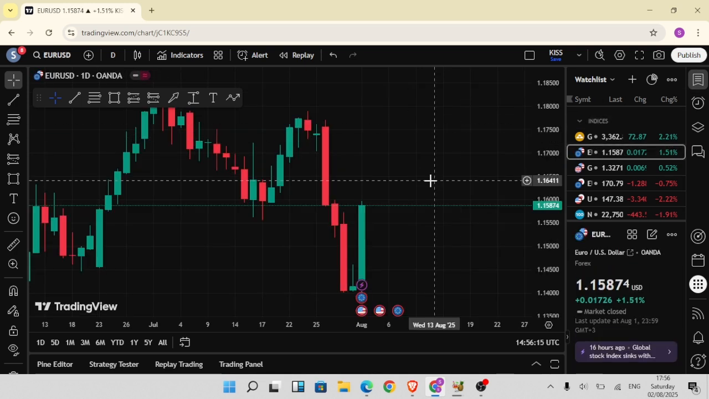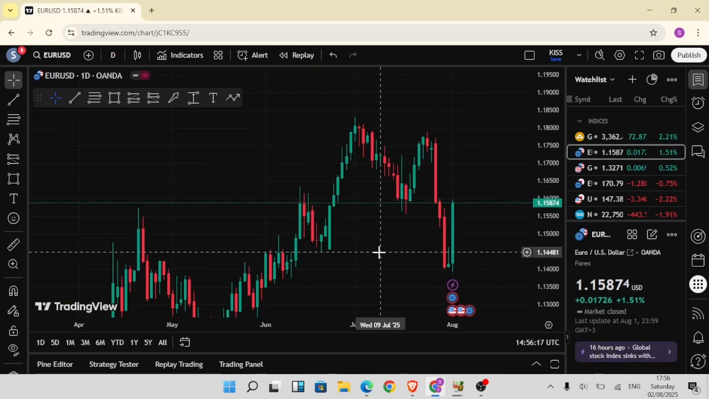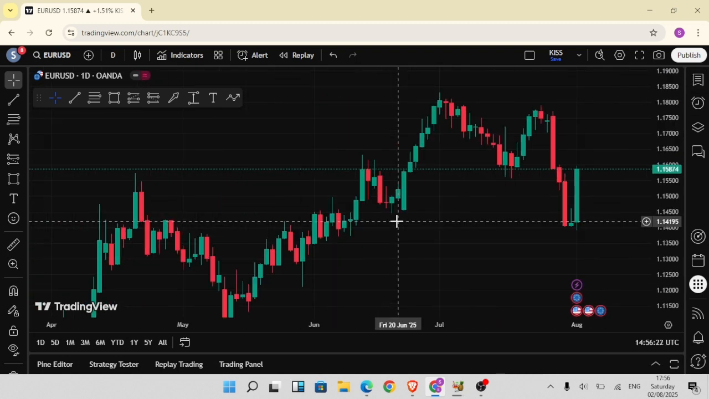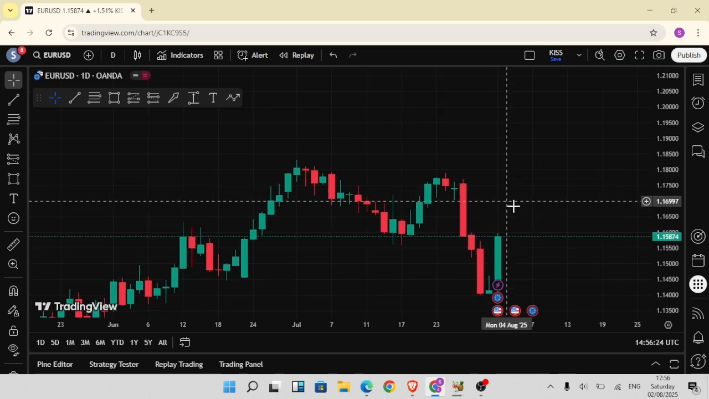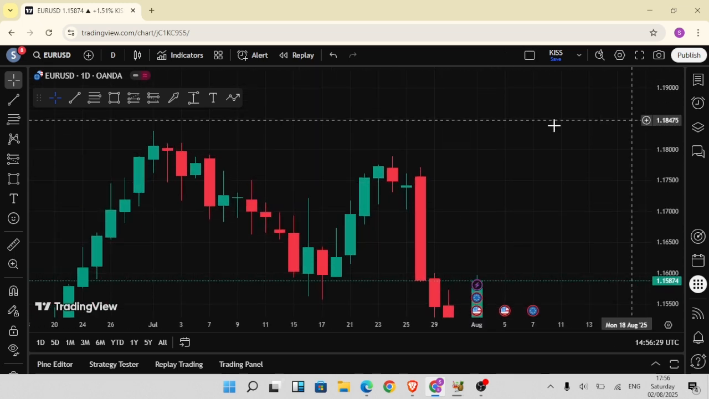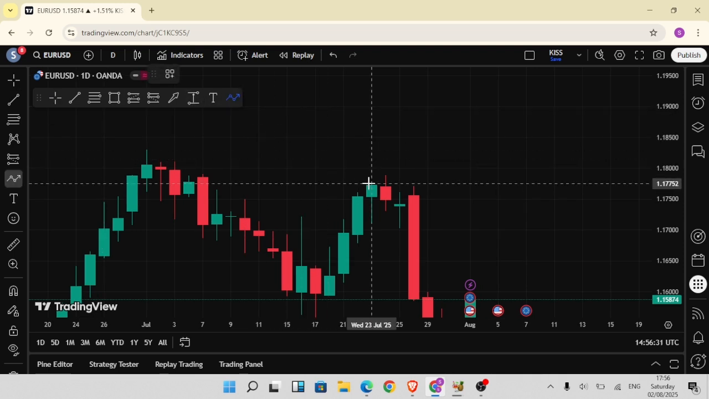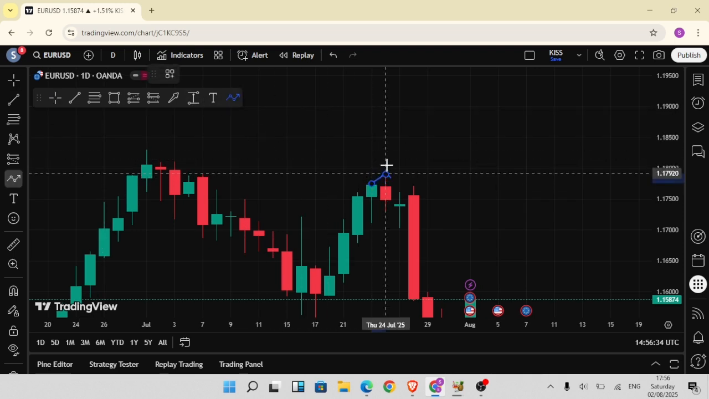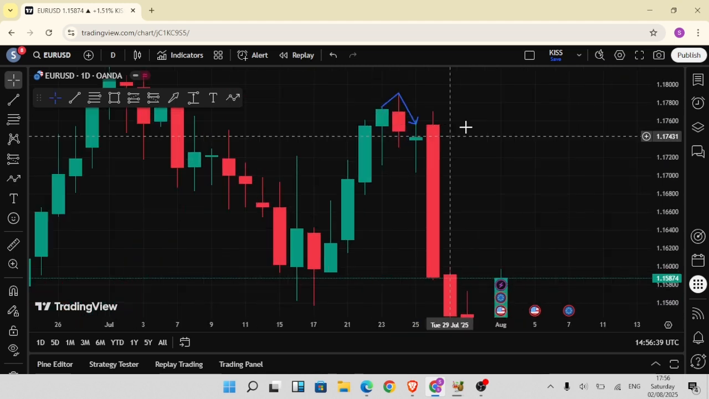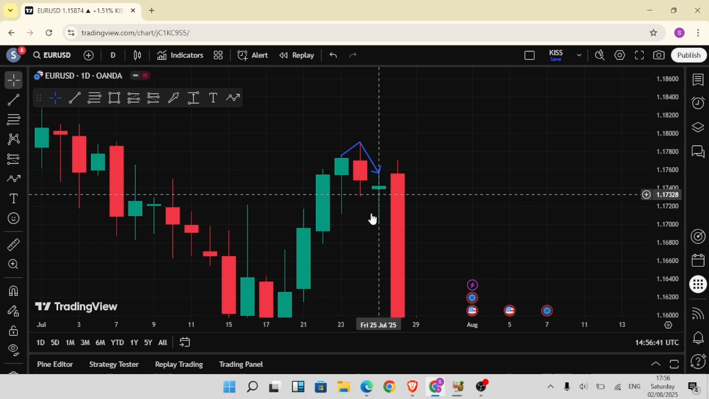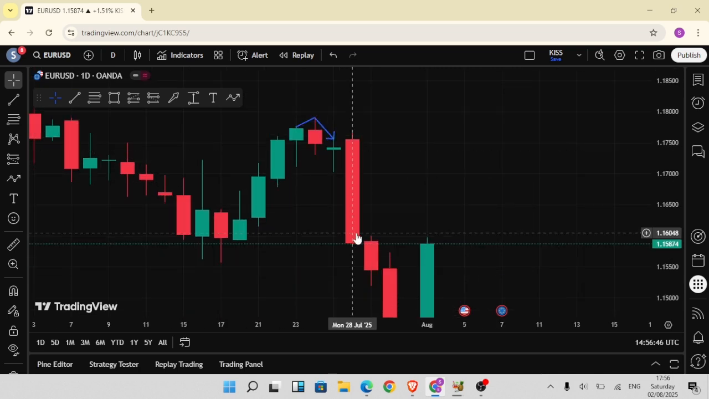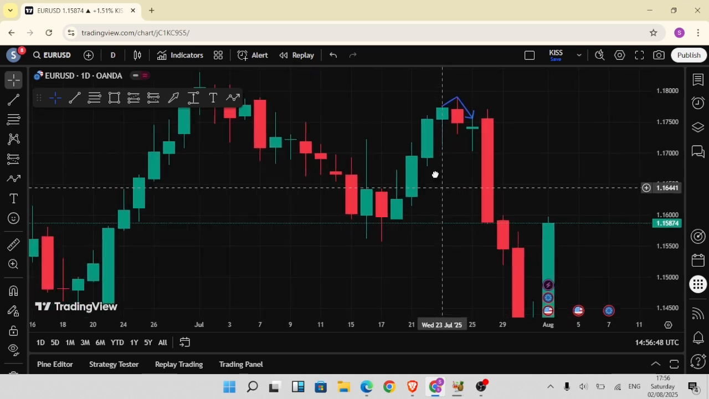Euro USD. Euro USD is also a good model, a good pair to trade these type of things. Without going any further, look at this. This is a very good example. A high and then a higher high, a swing high, and then we closed lower, right? This swing high was giving us a suggestion that price would go lower, and this was Monday. So this candle gave us a very good sell opportunity.